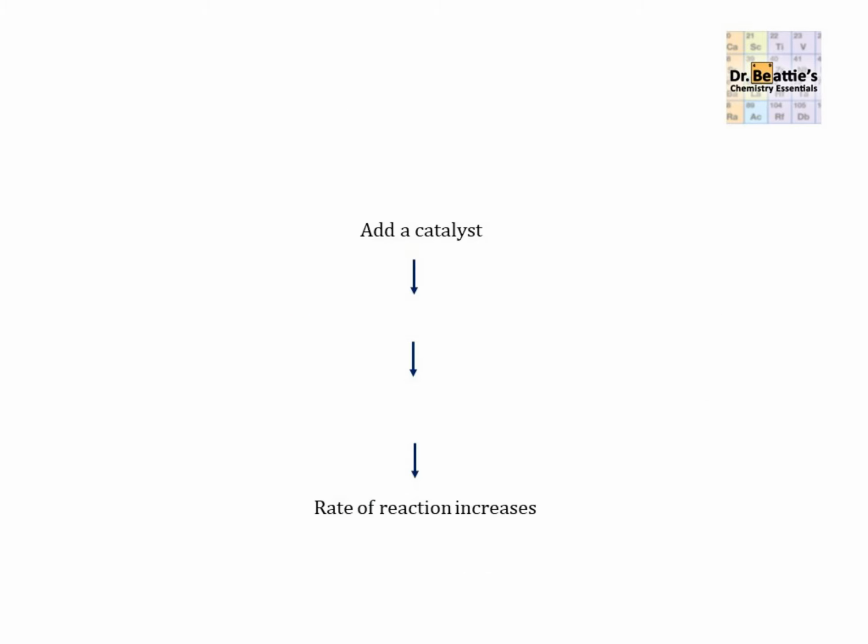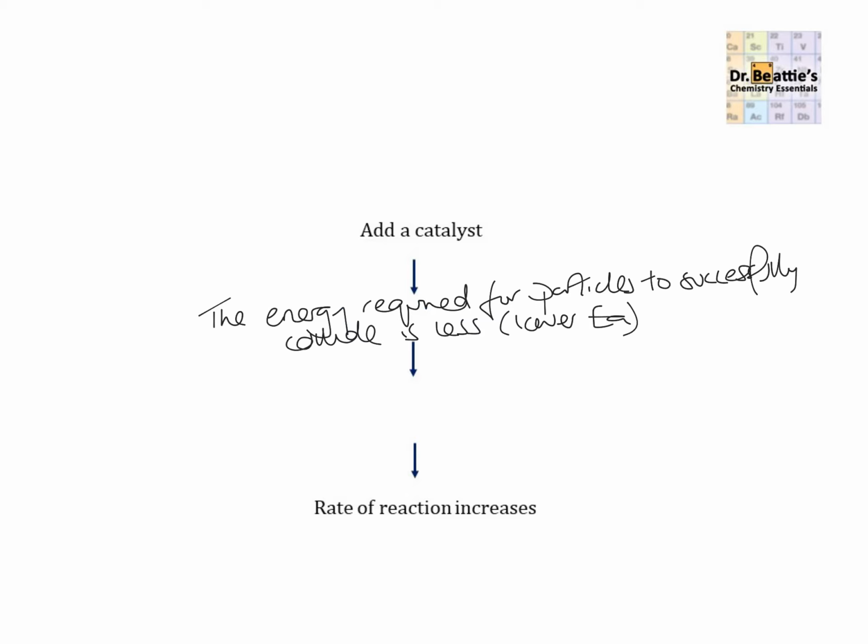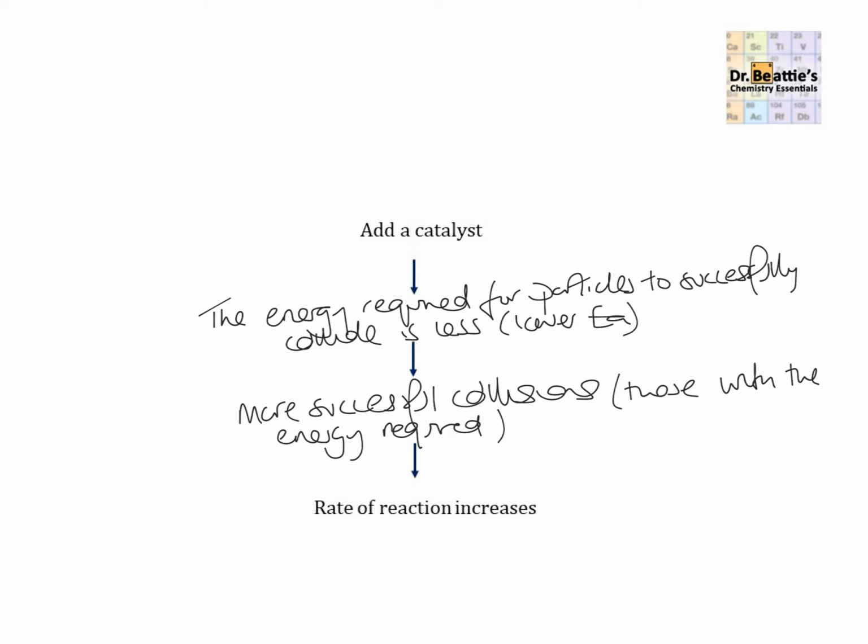So to summarize in terms of particles and collision theory, if we add a catalyst, then the energy required for particles to successfully collide is going to be less because we've lowered the activation energy. And so there are more successful collisions, i.e. those with the energy required, and so our overall rate of reaction increases.